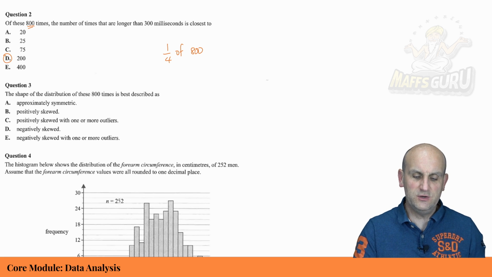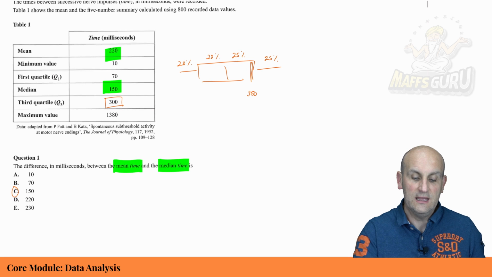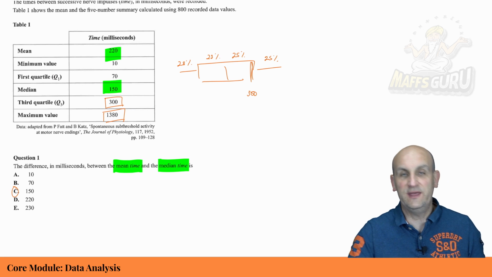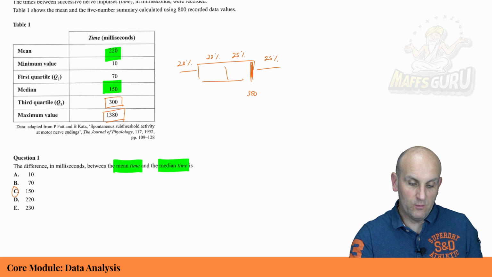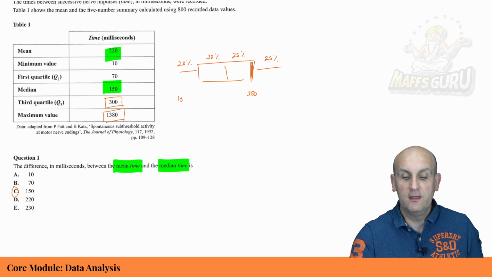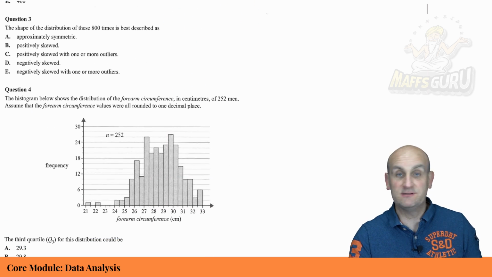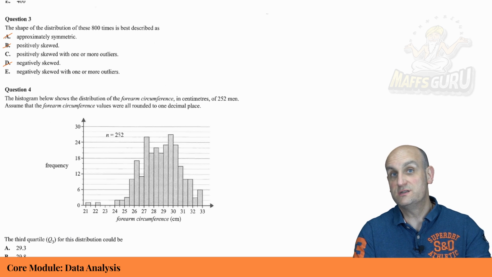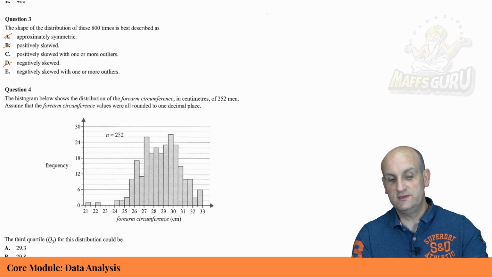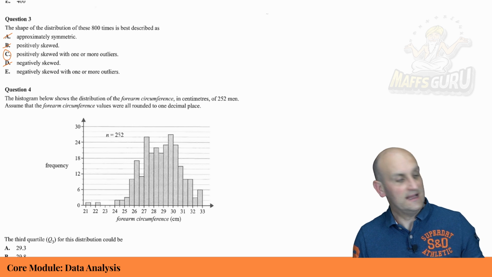The shape of the distribution of these 800 times is best described as. I think this is a bit of a trick. If we look at the maximum data item here, that is massively away from our 300. Our lowest value was 10. So I'm fairly sure that's an outlier, so it's probably looking for the idea that there is an outlier. That gets rid of A, B, and D. We just need to work out whether it's positively or negatively skewed, and I think it's positively skewed. So I got C as the correct answer.